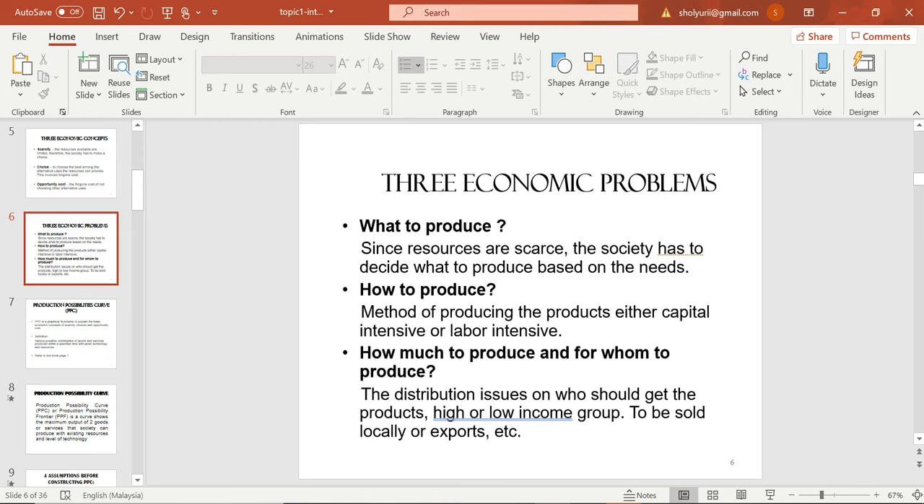So, since the resources are scarce, society has to decide what to produce based on the needs of the people. Okay, so take for example, sebidang tanah je left in Terengganu, and then it is an issue of scarcity, right? So what should the government do with the land? The government will do a survey. Okay, ask the people what do they need most, and some say they would like to have a big shopping mall macam KLCC kejap Mid Valley lah macam itu.